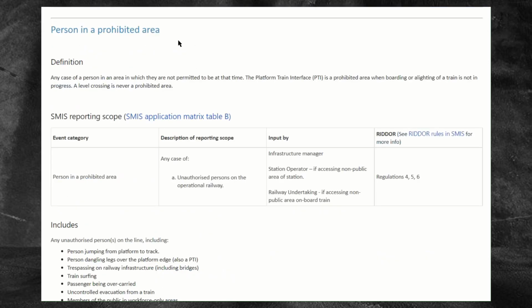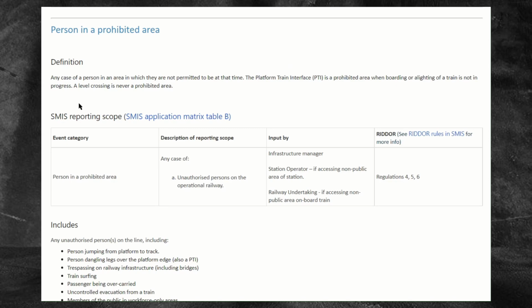So we're in the person in prohibited area section of this page, and we can firstly see the definition. The definition is any case of a person in an area in which they are not permitted to be at the time. It includes some further guidance explaining that the platform train interface is a prohibited area when boarding or alighting of a train is not in progress, and that a level crossing is never a prohibited area.